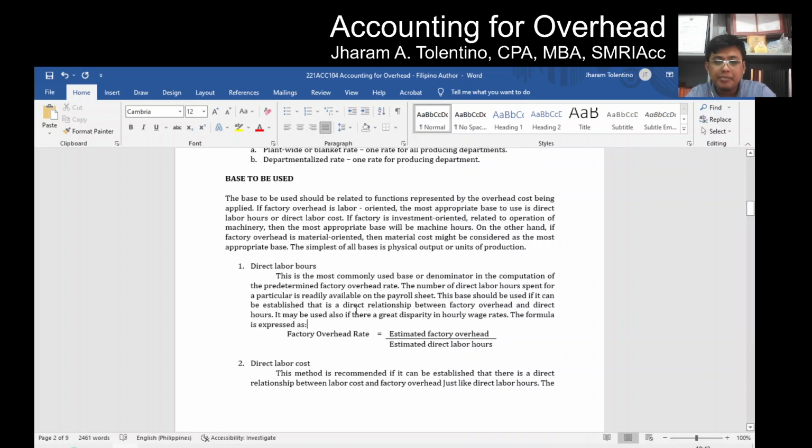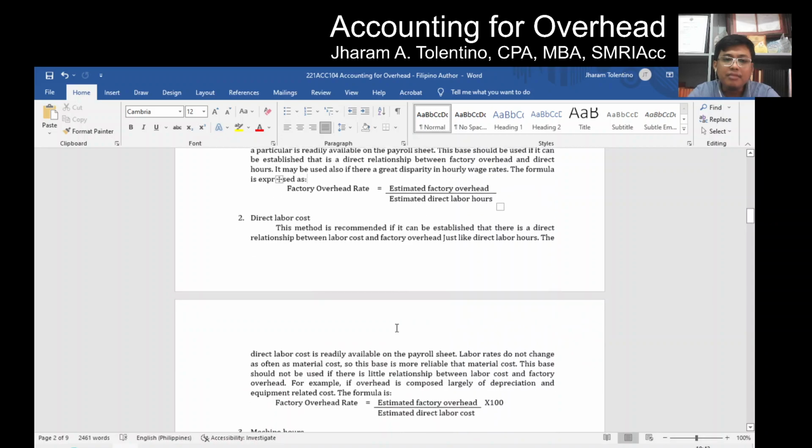It may be used even with great disparity in hourly rate wages. So, ang gagamitin daw is labor hours. Kapag may problema din sa hourly rate, magkakaiba yung pasahod natin, gamitin natin yung direct labor hours. The formula is expressed as the predetermined factory overhead rate is equal to the total estimated factory overhead divided by estimated direct labor hours. Yung makukuha mo dito na rate is peso sign, siyempre, no? Peso of factory overhead per direct labor hour.